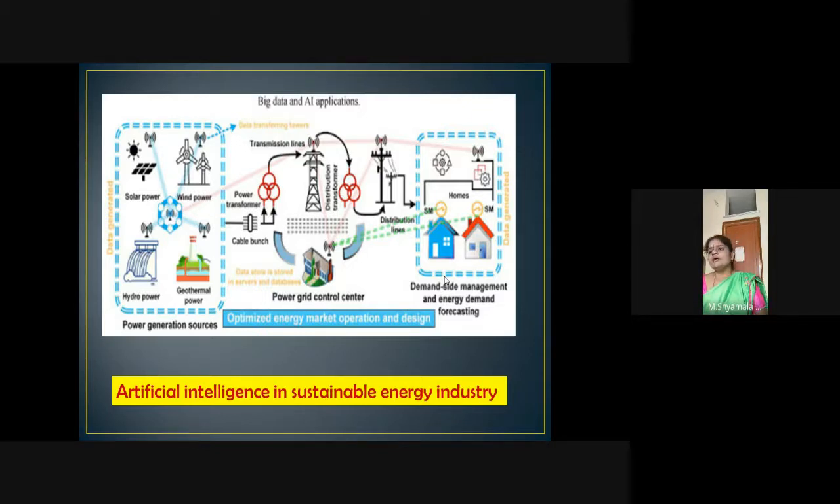Wind power: we cannot place windmills everywhere like solar cells. We have to select a site where the wind speed is available, and the density of the wind is required to make the blades rotate. There are two types of windmills: one is horizontal, and the other is vertical.